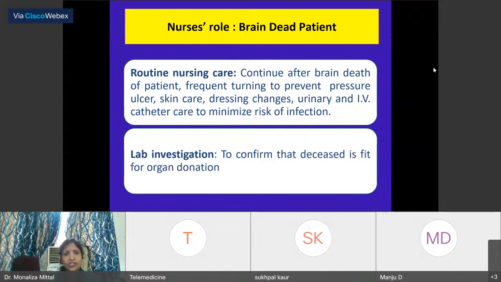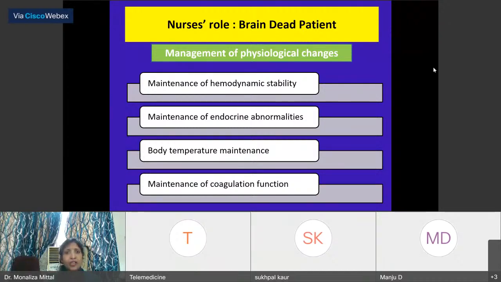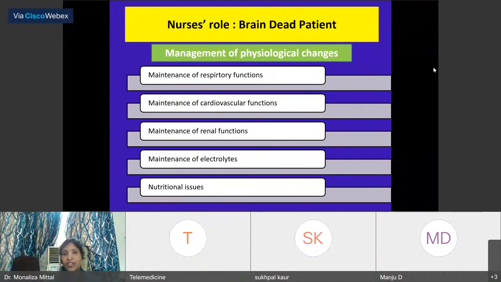Like frequent turning, pressure ulcer prevention, skin care, dressing changes, and urinary and IV catheter care to minimize the risk of reactions. And we have to regularly send lab investigations and check for their results. Besides that, we have to see some physiological changes. We have to maintain hemodynamic stability, manage endocrine abnormalities, and see that normal body temperature is maintained. We also have to maintain coagulation functions and look at respiratory, cerebral, renal, electrolyte, and nutritional issues for these patients.